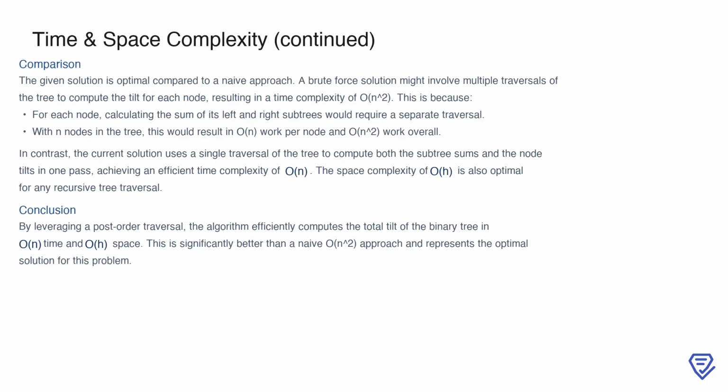In contrast, the current solution uses a single traversal of the tree to compute both subtree sums and node tilts simultaneously. This reduces the time complexity to O(n). The space complexity, O(h), is also optimal for recursive tree traversals, as it only depends on the height of the tree. By using a post-order traversal, the algorithm efficiently computes the total tilt of the binary tree in O(n) time and O(h) space, making it the optimal solution compared to less efficient approaches.